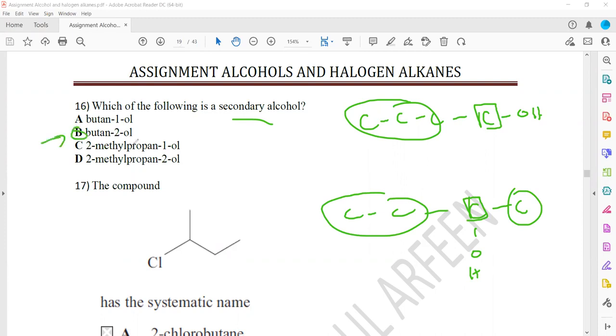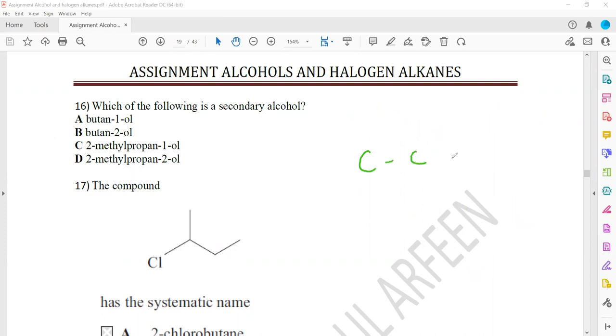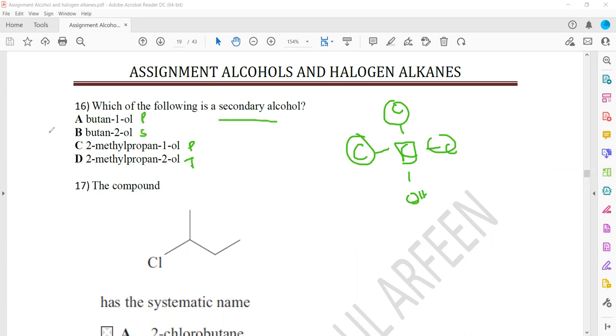What about the others? Take 2-methylpropan-1-ol: OH on the first position and a methyl on the second. The carbon attached to OH has one carbon chain, so that's also primary. But 2-methylpropan-2-ol is tertiary, with three carbon chains. So this one is tertiary, this one is primary, this one is secondary, and this is also primary. We want to select a secondary, so option B is the right one.